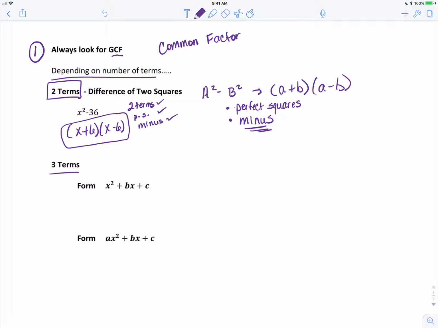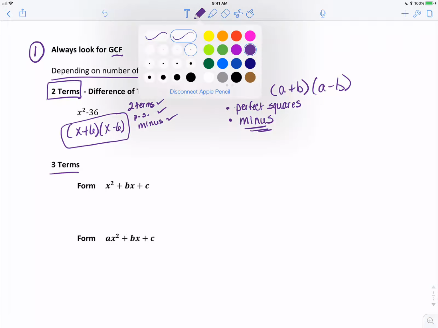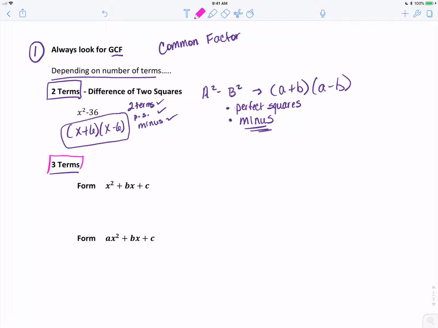Okay, so then what if it has 3 terms? Maybe I should do each one in a different color. If I have 3 terms, well, we learned 2 different forms of that. The first form that we learned is x squared plus bx plus c, where the x squared term had a coefficient of just 1. And so then we said, what times what is equal to the c term that adds up to be that b term?